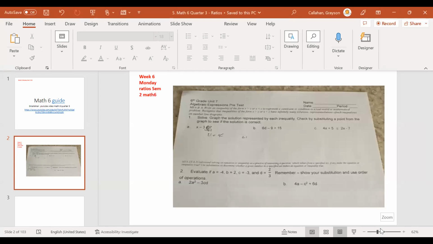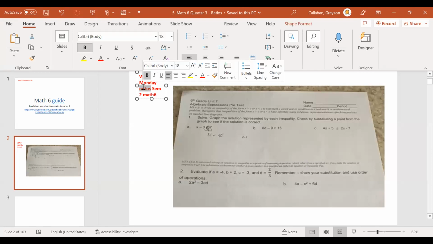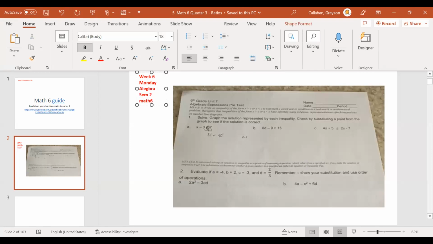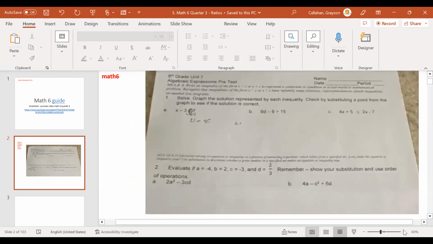Okay, so this is week 6 Monday. We are no longer on ratios. We are now moving on to algebra for math 6. All right, question number 1.